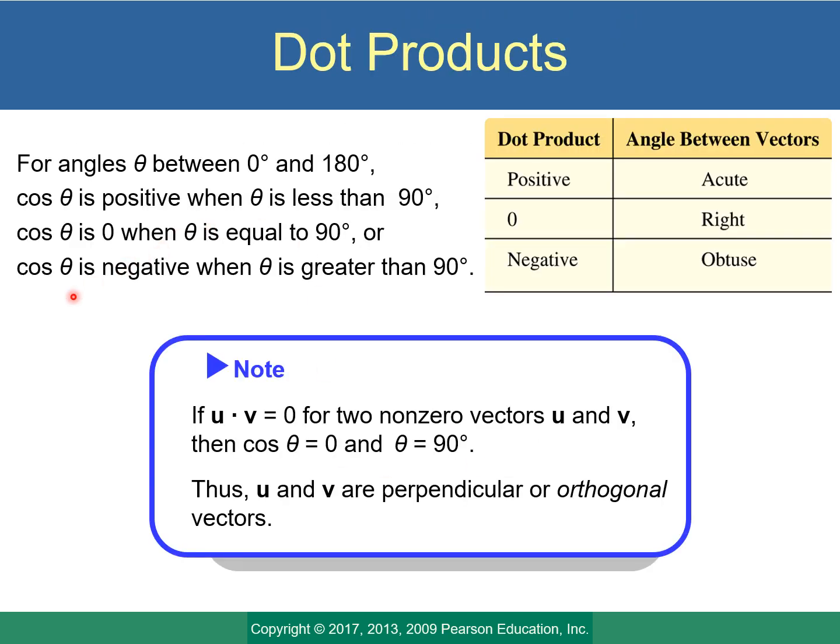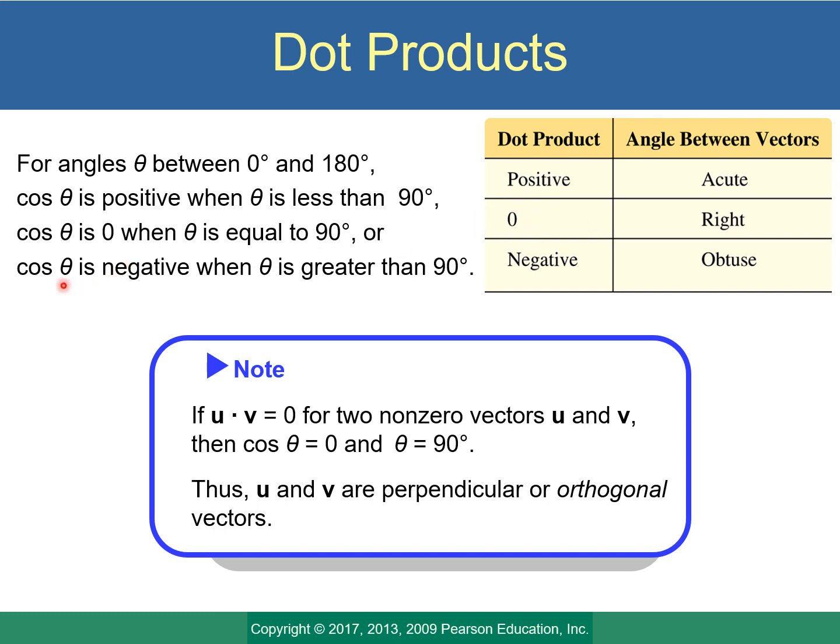So let's sum up the information about the dot product. For angles theta between 0 and 180, we have some different things that will happen. Cosine theta is positive if your angle is less than 90. So if the angle is acute, cosine theta is positive, and therefore your dot product is positive. Or you can say because the dot product is positive, cosine theta is positive. Cosine theta is 0 when theta is 90. So if you have exactly 90 degrees between your vectors, your cosine theta is 0 and your dot product is 0.